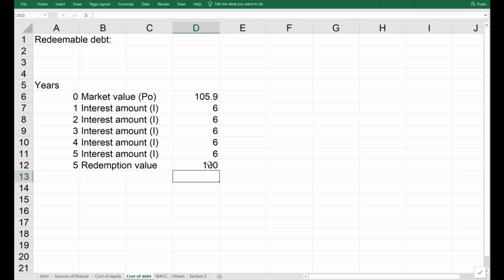You know what is internal rate of return? The internal return is what we are looking for. Find the IRR. You can apply the formula of IRR. So the Kd for the redeemable bond is simply the IRR.